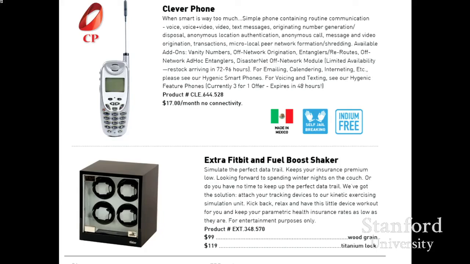Yeah, Fitbits were huge, so this thing would actually shake your Fitbit because somehow Fitbits were attached to the price of your health insurance. So it was a little bit of a dodgy situation. No one wants smartphones anymore. They just want phones that are slightly clever.